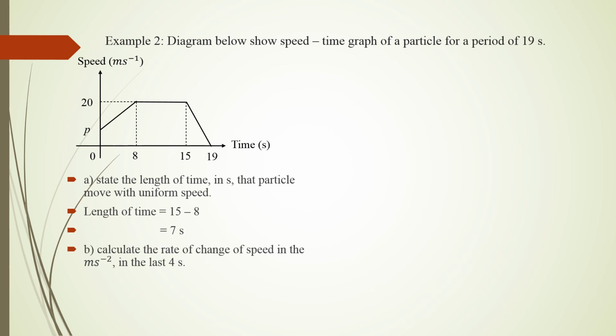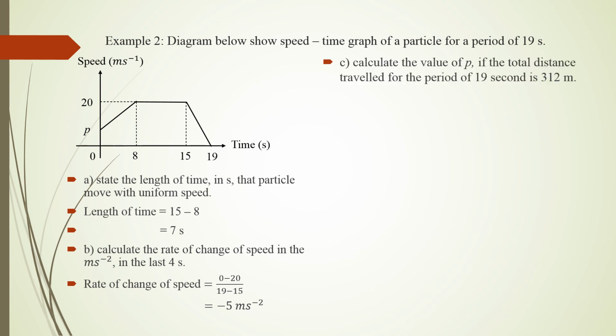B, calculate the rate of change of speed in meter per second per second in the last 4 seconds. Last 4 seconds, rate of change of speed equals 0 minus 20 divided by 19 minus 15. So equals negative 5 meter per second per second. You can leave your answer in negative. Also can.